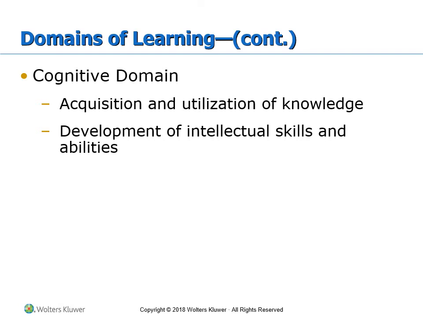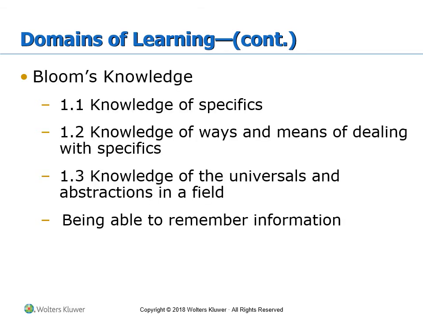So we have the cognitive domain, which is probably what you're most familiar with from school. So here we're looking at the acquisition and utilization of knowledge and the development of intellectual skills and abilities. So first, within the cognitive domain, we have Bloom's knowledge. And so this goes through the list again of increasing in complexity. So this is on page 287. So we have knowledge of specifics, knowledge of the way and means of dealing with specifics, knowledge of the universals and abstractions in a field, and being able to remember information. And so again, this is that lowest level, just being able to recall or know the definitions.